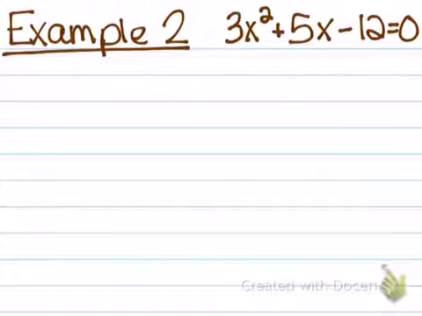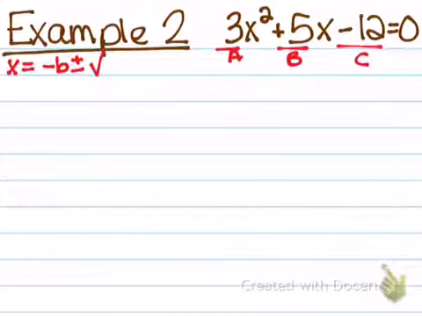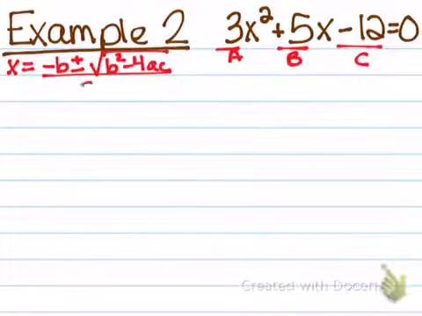3x squared plus 5x minus 12 equals 0. It's already in standard form. So let's identify A, B, and C. I'm just going to write A, B, and C underneath. So A is 3, B is 5, and C is negative 12. And then we're going to plug them into our formula. X equals negative B plus or minus the square root of B squared minus 4AC all over 2A. I write that down every single time I do this.